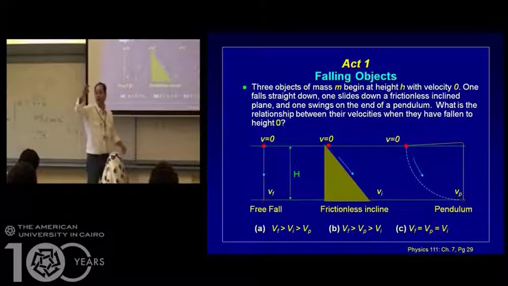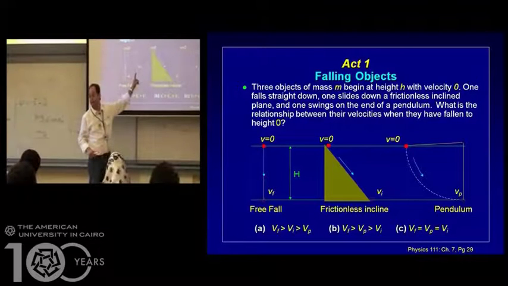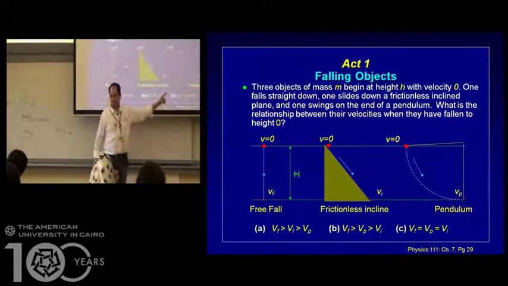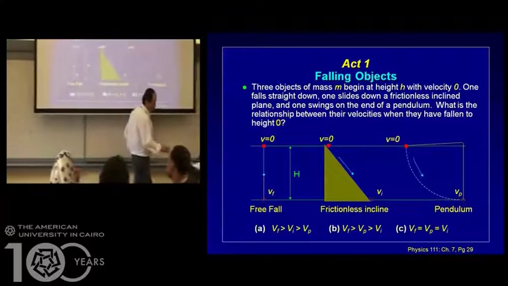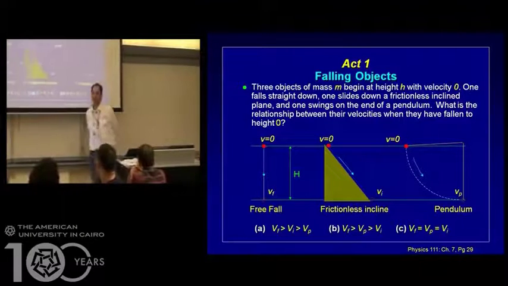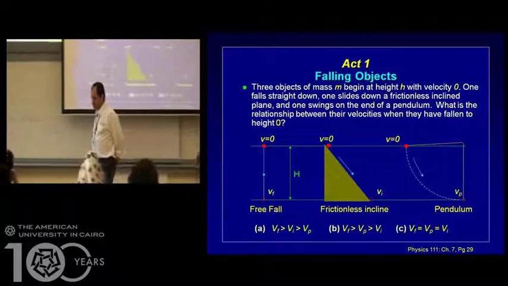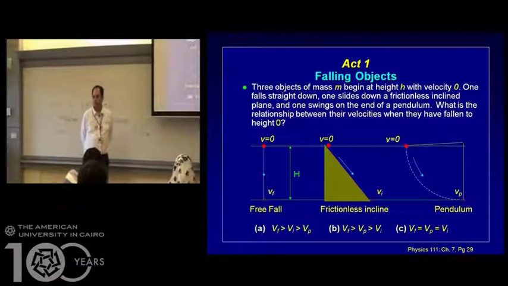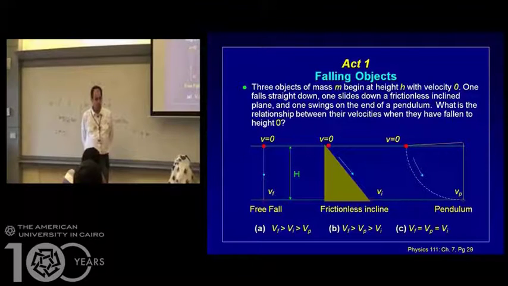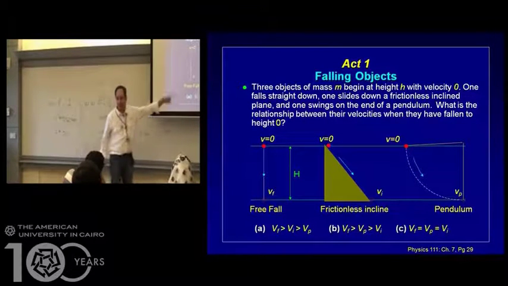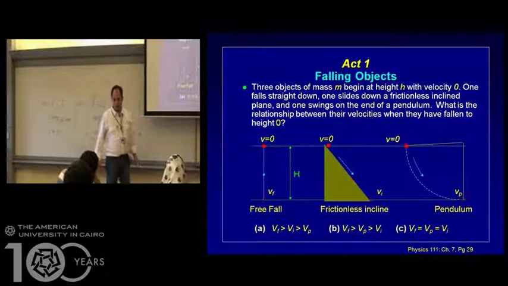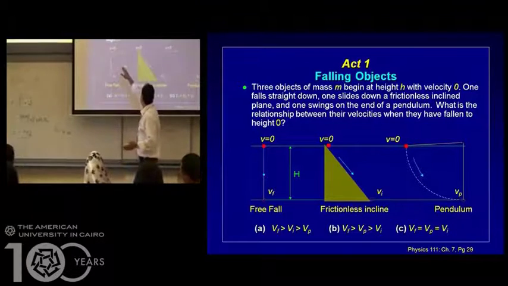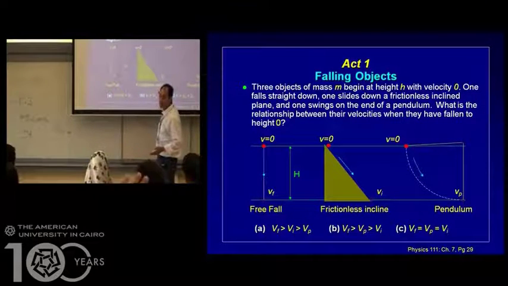I'll say it a different way. If they all start with the same velocity, they have to end up by the same velocity at the same level. Good question. Of course, you're right. Not at the same time because they will travel different distances as you see. But if they have the same initial velocity, they will end up with the same final velocity.